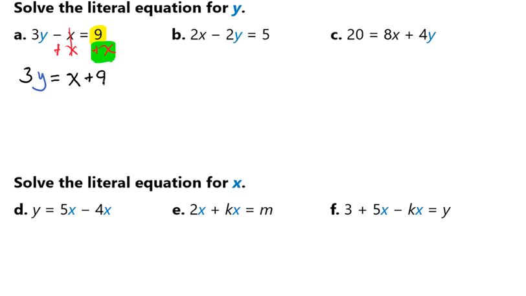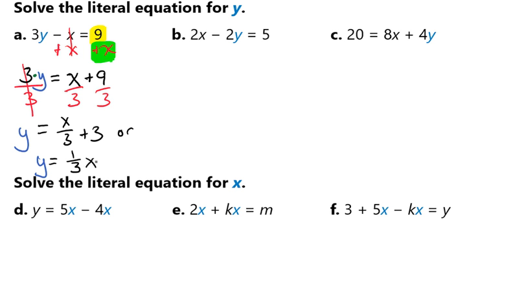The next thing we need to do is get rid of the 3 next to the y. Right now, the 3 is being multiplied with our y, and the inverse operation of multiplication is division. So we'll be dividing everything by 3, and that's going to leave us with y equals x over 3 plus 3. Now another way you could write this is also y equals 1/3 x plus 3. Either way you write that is correct.